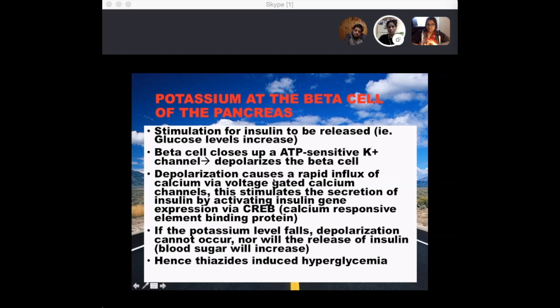When depolarization occurs, it causes rapid influx of calcium via the voltage-gated calcium channel. This stimulates the secretion of insulin by activating insulin gene expression via CREB, which is a calcium-responsive element binding protein. So that's the normal. If potassium levels fall, depolarization cannot occur, and there will be no release of insulin. Blood sugars are then going to increase, hence why thiazides induce hyperglycemia. Does that make sense?